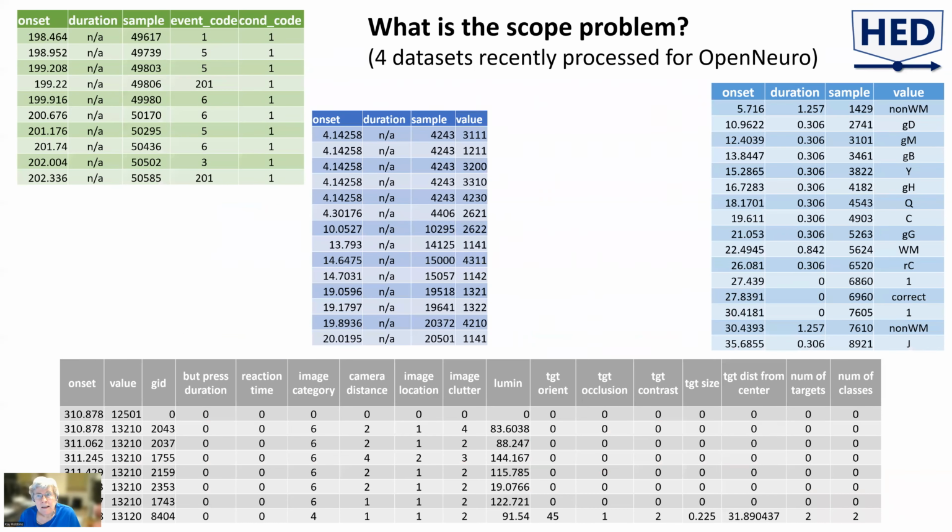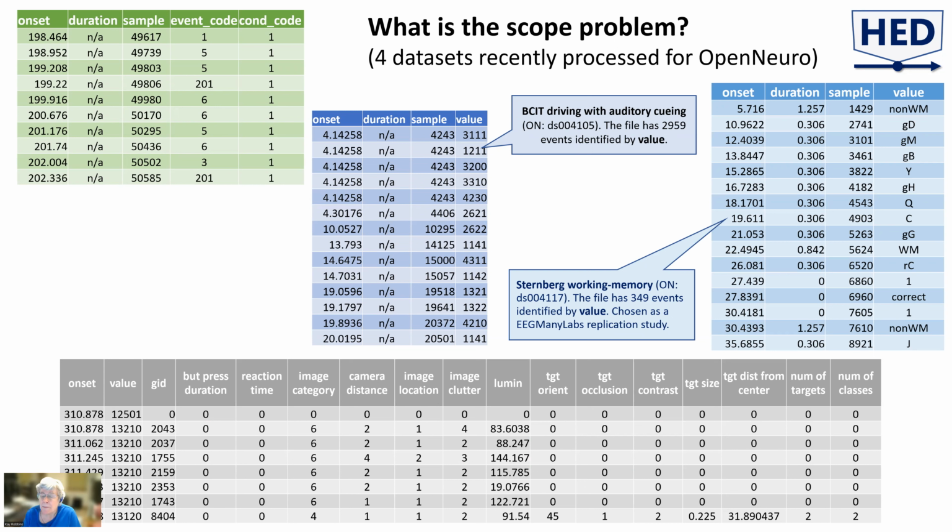The next example is the Sternberg working memory, which is a data set from Scott's lab. The files have about 350 events, again, identified by the value column. The values in that column are more intuitive than the 4-digit codes, but there's still some issues, which as we go through the examples, we'll see. This study was chosen by the Many Labs EEG replication study for replication.